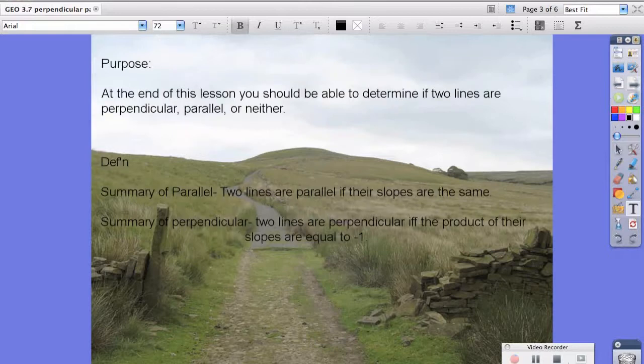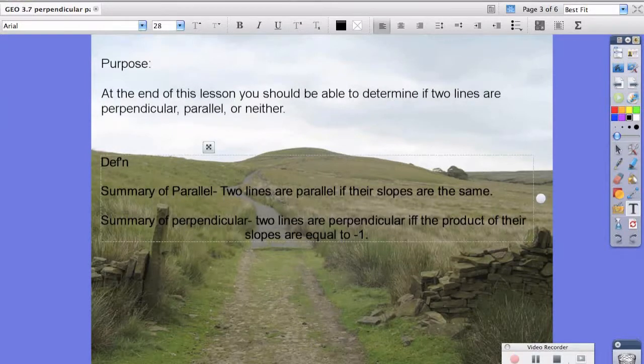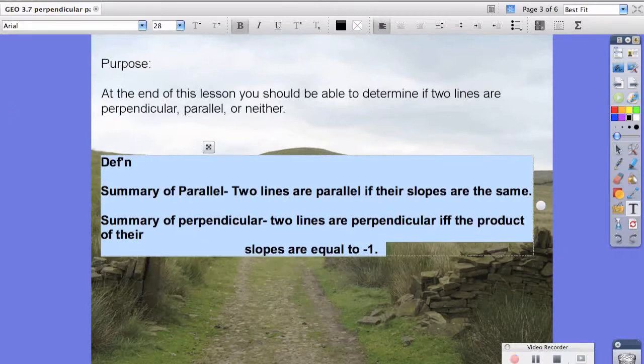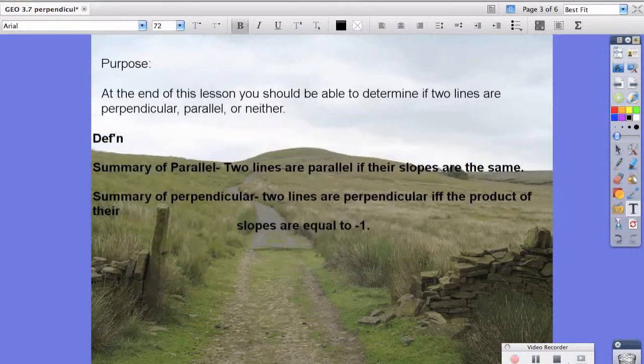So this might be a little bit of a meatier section, but I want to make sure that we spend the time to cover this thoroughly. At the end of this lesson, you should be able to determine if two lines are parallel, perpendicular, or neither. So to go over a couple of the definitions, we want to talk about parallel.